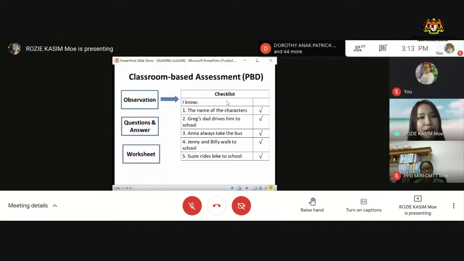So these 3 complement each other: observation, questions and answers, and worksheets. So that is how you assess the pupils using PBD.